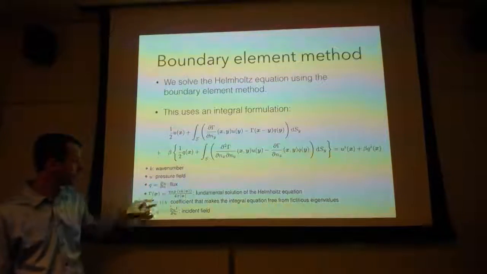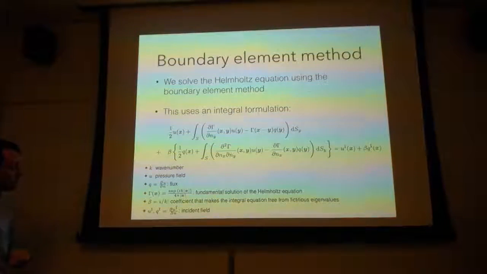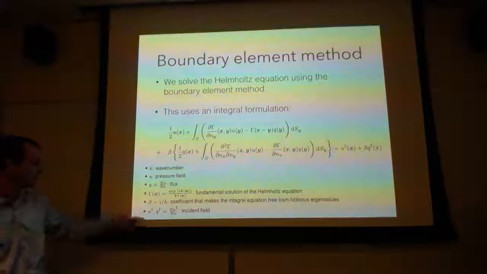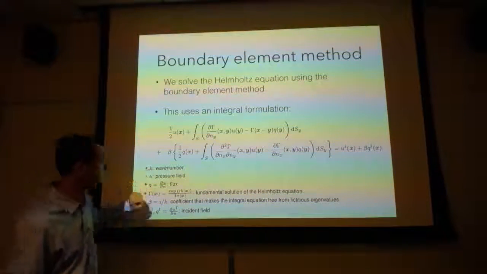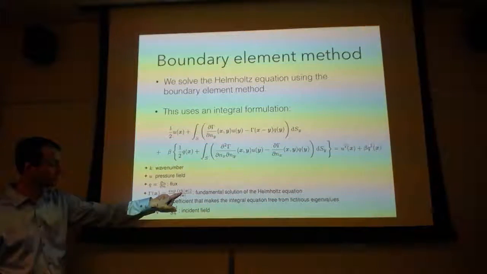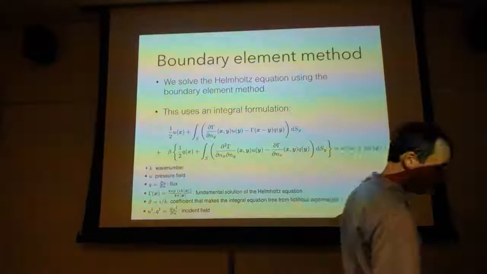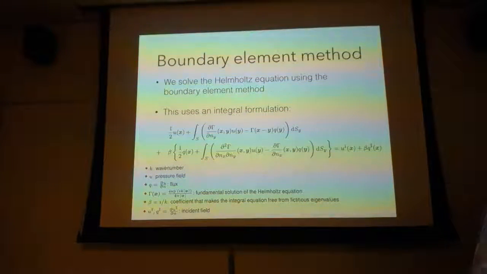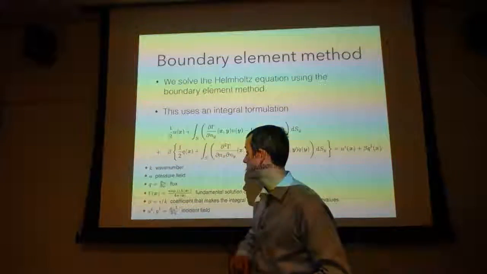So this is the Green's function for the 3D Helmholtz equation. The I are the incident field information, the pressure field, and K is the wave number, so this determines how oscillatory your solutions are. If you look at the U on the boundary or the solution domain, it will have wavelengths that are given by this wave number K here.